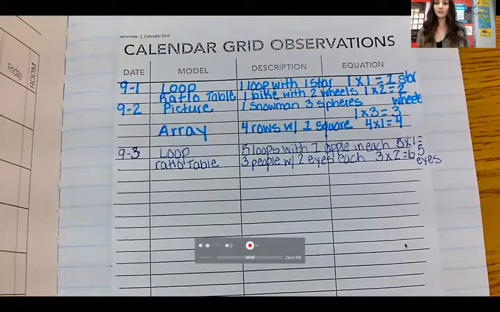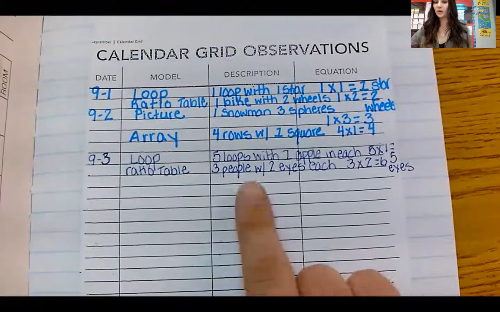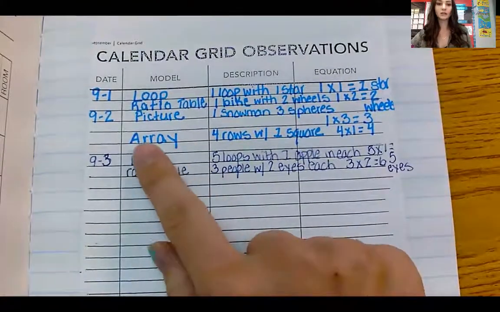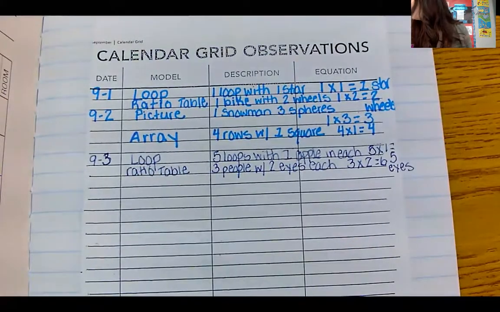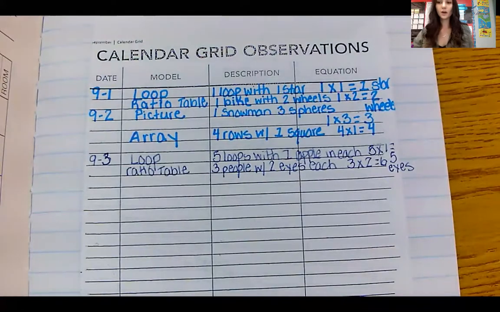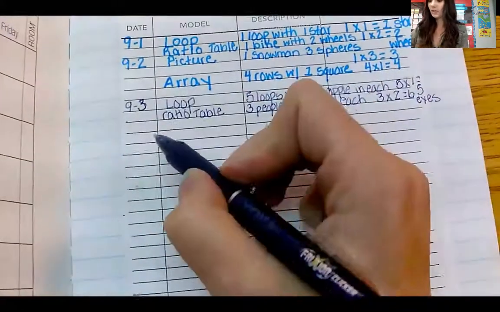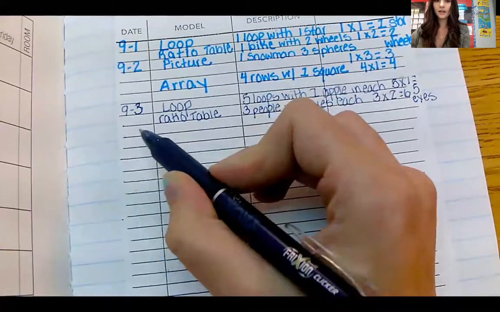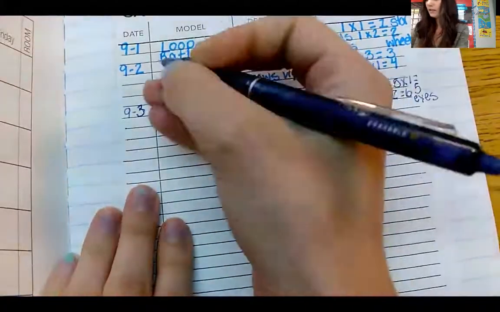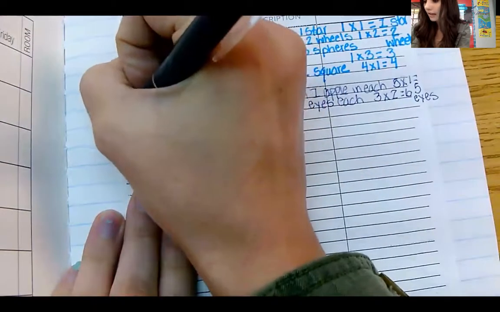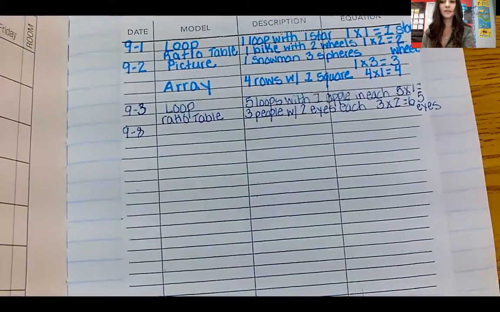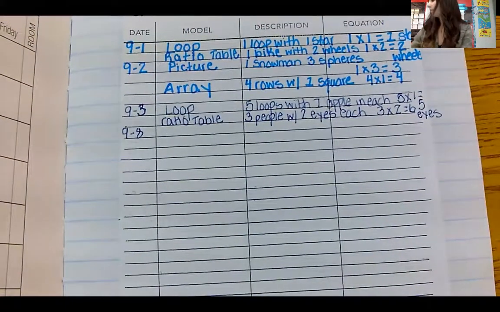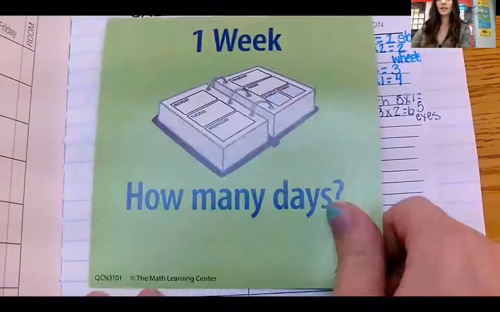Okay, calendar grid observations. So yesterday, on Thursday, we looked at loops and a ratio table. Today we are going to look at two more cards. So I'm going to go down on this next line right here, and I am going to write the date, which is 9-8. Okay, 9-8. My first card is this one.